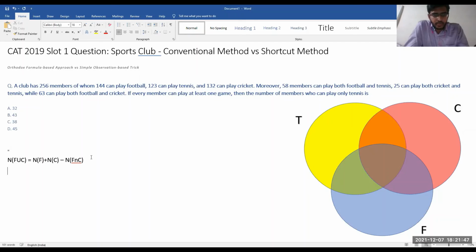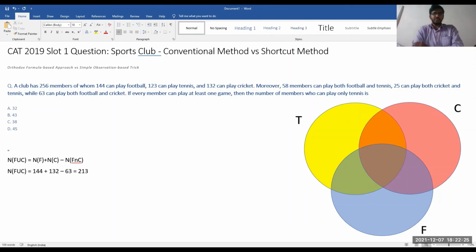So what is n of F? The number of players who play football, regardless of what other games they play. So 144 can play football, and how many can play cricket? 132 play cricket. And how many play both football and cricket, without regard to whether they play a third game or not? Everyone is counted. So 63. And what number does it give me? 144 plus 132 minus 63. 144 plus 132 is 276, and minus 63, so what I'm going to get is 213.